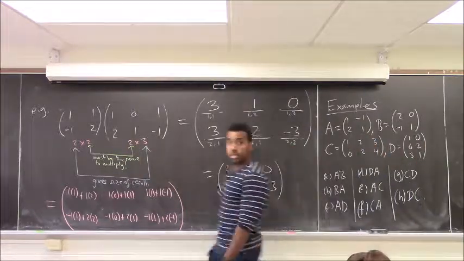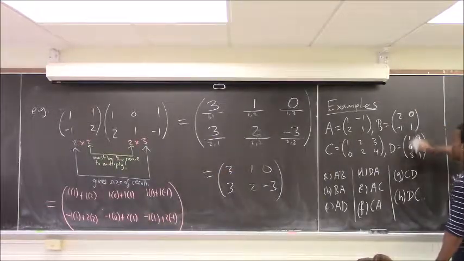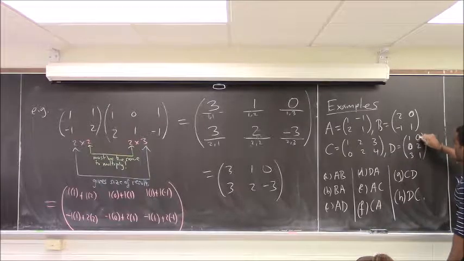Is that a 6 or a 0 on D? These are all zeros. There are no 6s anyway. Okay. So these are all zeros.